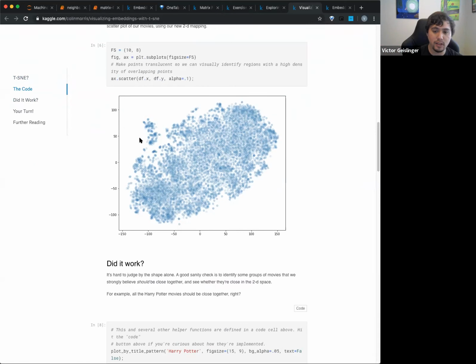But you can see there's a cluster of movies over here, and maybe there's other movies here. So the idea is that as we move across this dimensional space, you have movies that are very similar together, and then as you get further away, they're very different from each other.